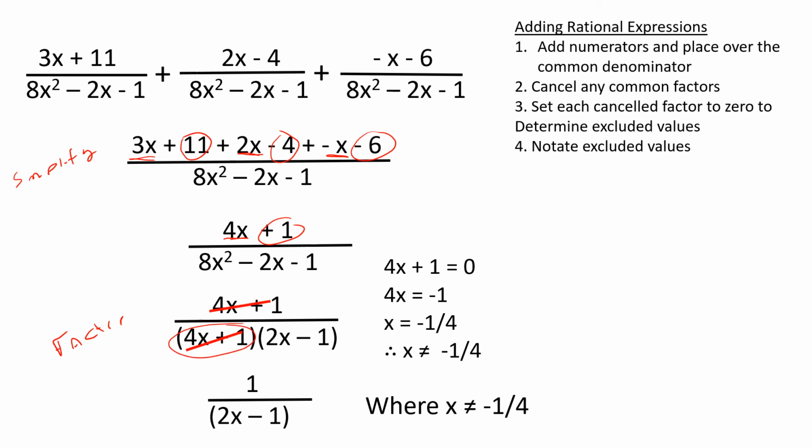So here we had 4x minus 1. We're going to set it to 0. We solve. We find out that x cannot be a negative 1/4. And so we're going to then note that this is our answer where x cannot equal a negative 1/4.